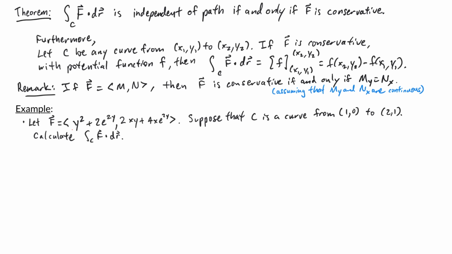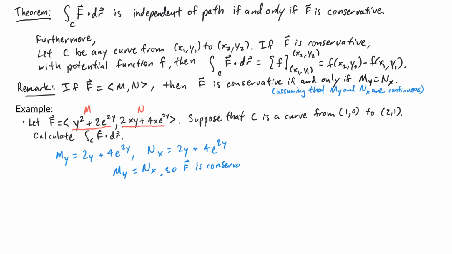Remember that M is the x component of the vector field, and N is the y component. So the partial derivative of M with respect to y is 2y plus 4e to the 2y. Then we want to check the partial derivative of N with respect to x. That's going to be 2y again plus 4e to the 2y. So we see here that M_y is equal to N_x, which allows me to conclude that F is a conservative vector field. Next, if I want to use the fundamental theorem of line integrals, I would need to find a potential function for F.